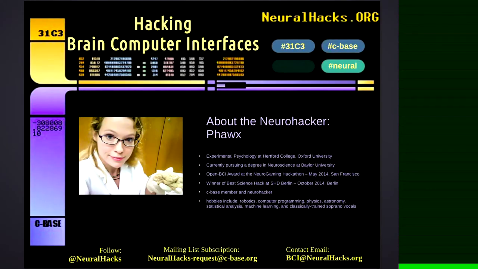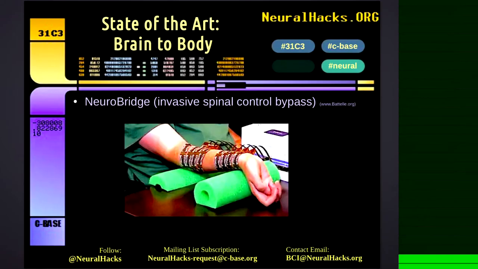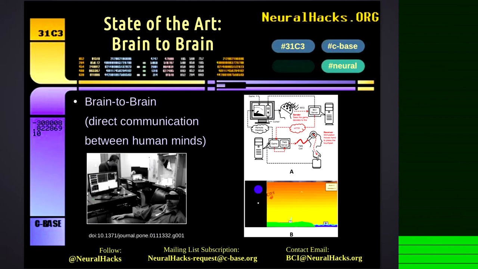Hi, I'm Fox. I'm a neuroscience student, and I work on nonlinear analysis with EEG signal. As a hacker, I'm passionate about the potential relationship that could emerge between neuroscience and hackers. On the cutting edge of the state-of-the-art of neuroscience, we've got things that link the brain to the body when the spinal cord's been severed, like NeuroBridge. We've also got brain-to-brain communication directly over the internet, sending simple thoughts and even motor control, where you can move someone else's hand. Isn't that scary?